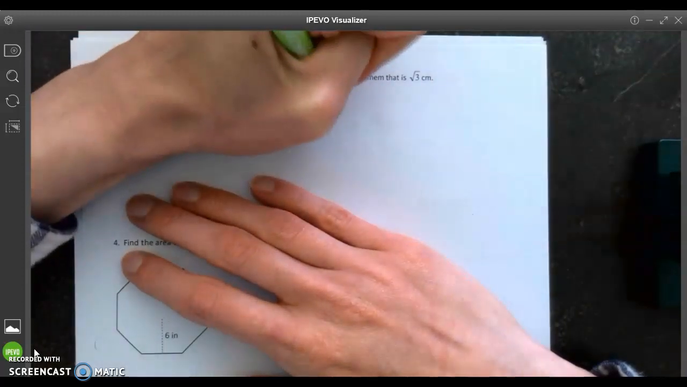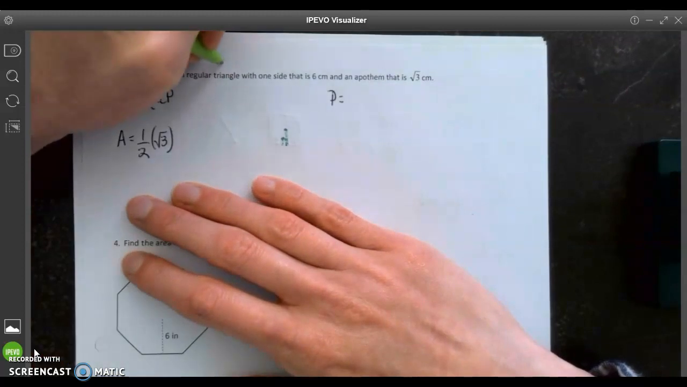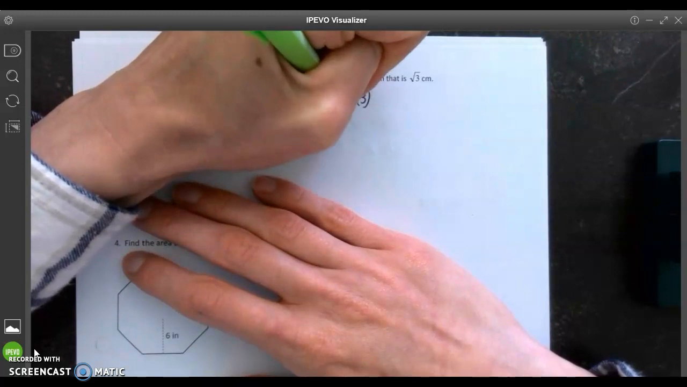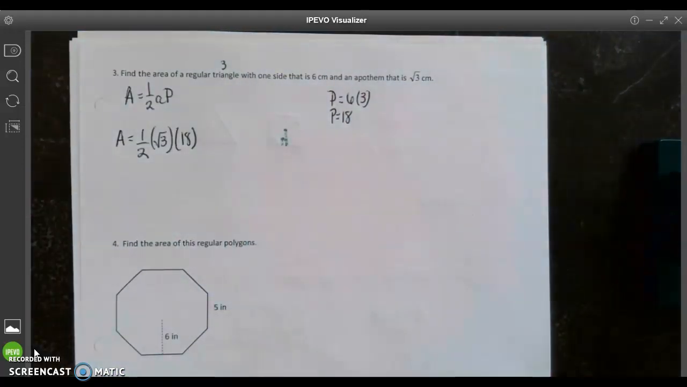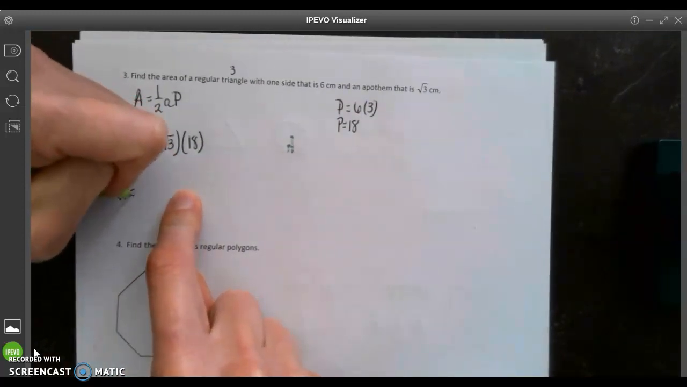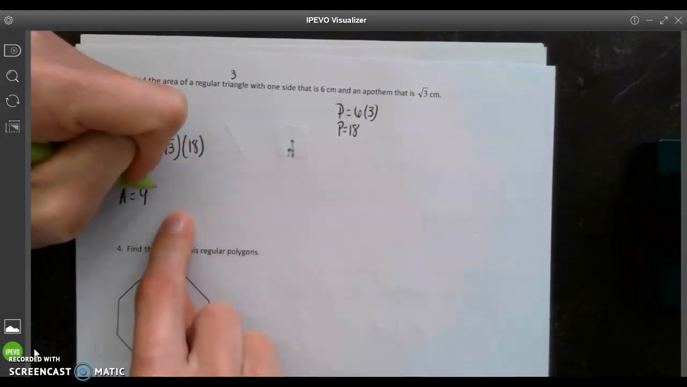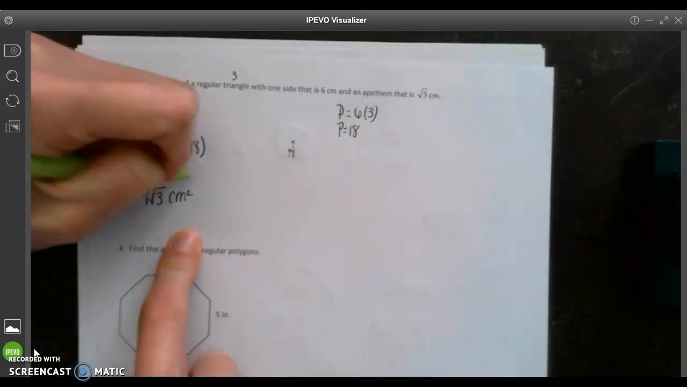And our perimeter, the side length is 6, and we have a triangle. So a triangle is 3 sides, so 6 times 3. So our perimeter is 18. Again, I'm going to save that √3 for my answer, and there's no number in front of it, so really I'm just taking half of 18. So 9, bring down the √3, 9√3 centimeters squared.